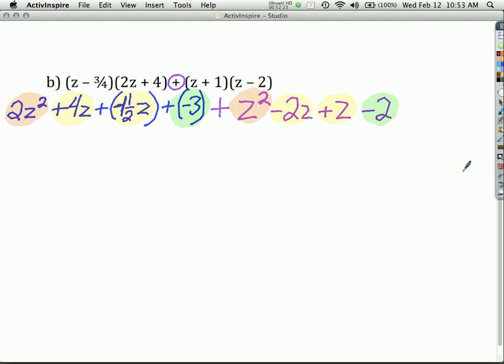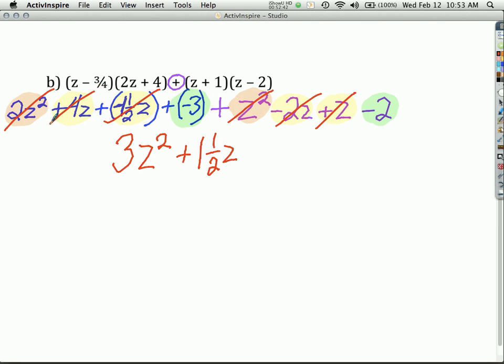z squared, we get 3z squared. Done with that and that. 4z, z is 5z, minus 2z is 3z, minus 1.5 leaves me 1.5z. Done with all of those. Negative 3, negative 2, negative 5. So the result of multiplying, and then adding together is all of that.